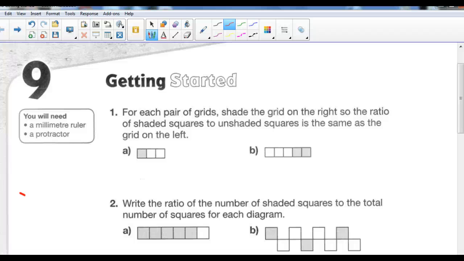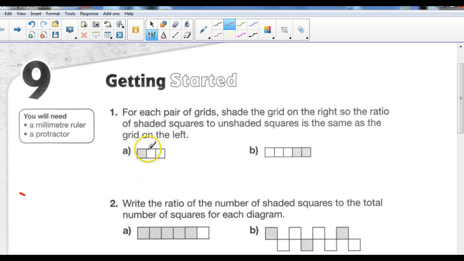Okay, this is Chapter 9, the Getting Started, where Chapter 9 deals with polygons. Let's just do a little bit of warm-up here. For each pair of grids, shade the grid on the right, this one over here, so that the ratio of shaded squares to unshaded squares is the same as the grid on the left.